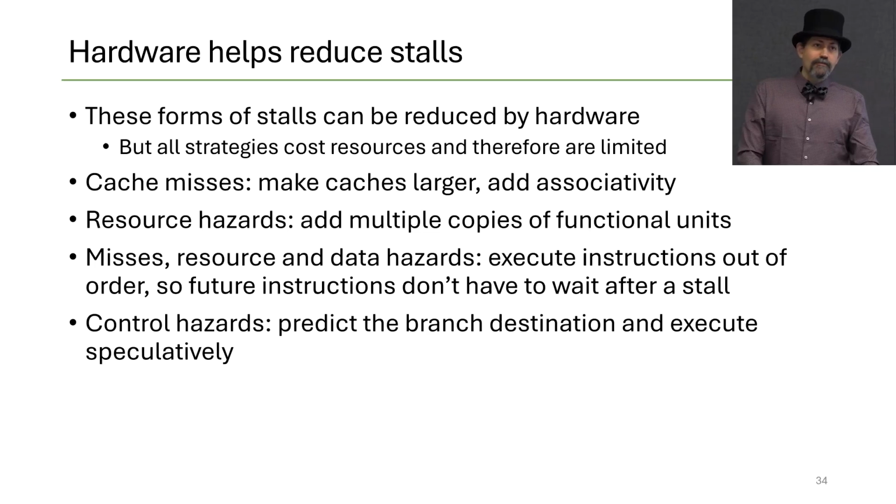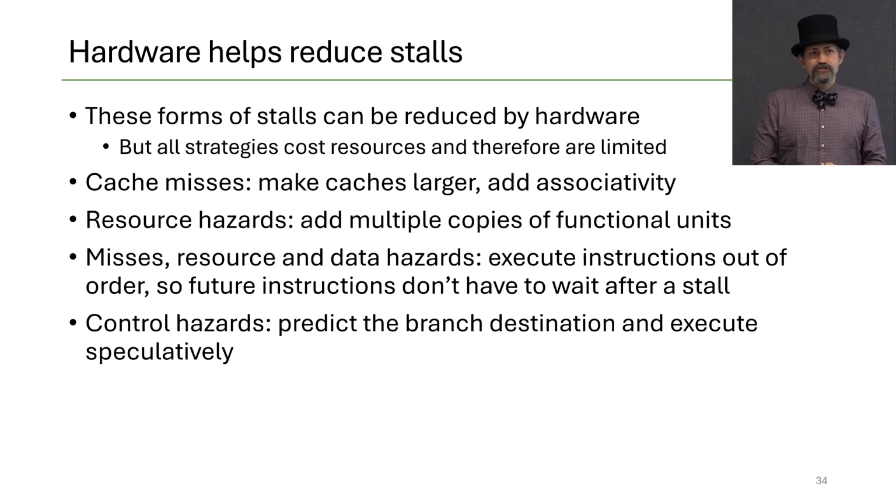If cache misses are a problem, we can make caches larger so that we hit more often. We can also add associativity. If two parts of memory are mapped to the same line in the cache, and we have an associativity of 1, then every time we access one, it'll kick the other one out of the cache. And so we won't get benefit from the cache if we alternate between accessing those two cache lines.